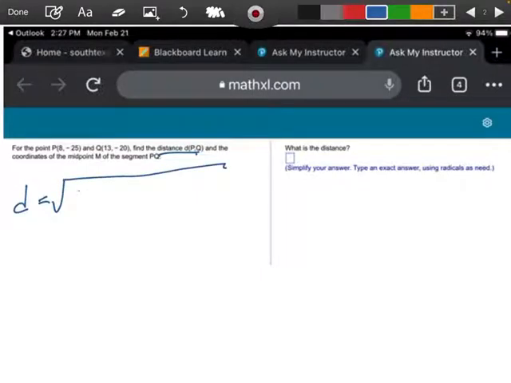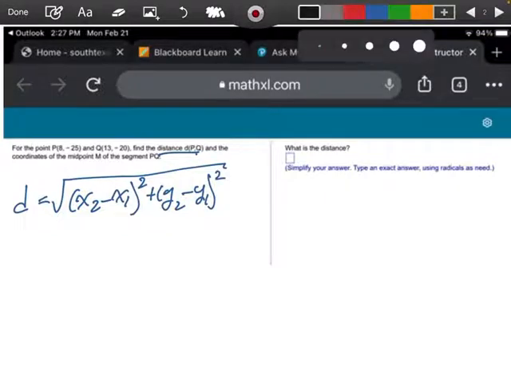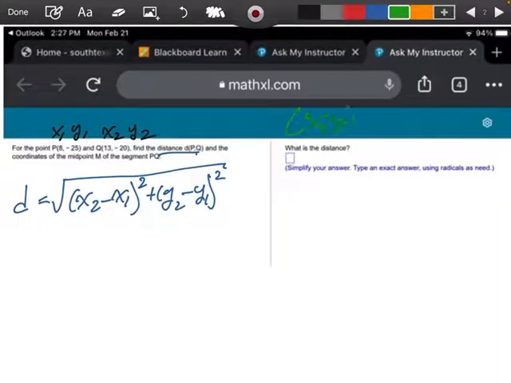So my distance formula says we're going to take x2 minus x1 squared plus y2 minus y1 squared, right? So remember, this is my x1 and this is my y1. That's my x2 and that's my y2. Why? Because my points are always in the form x and y. And we're using ones and twos because we have 2 points, right? The first point, the second point.